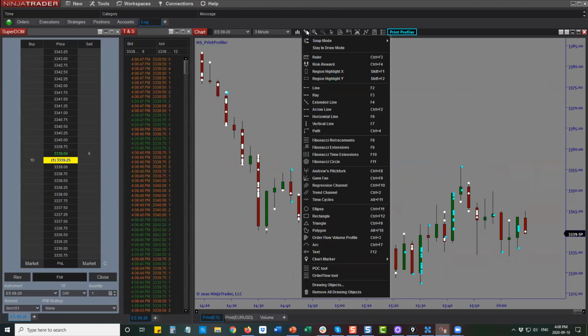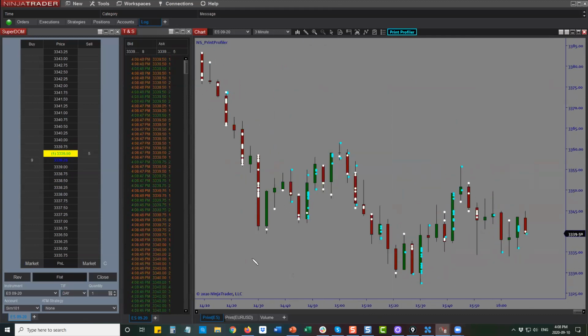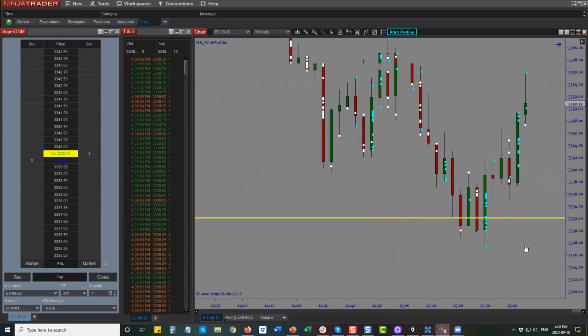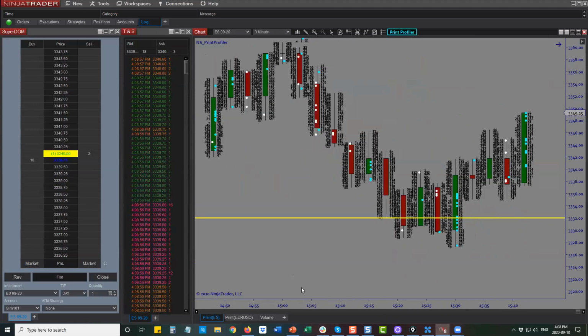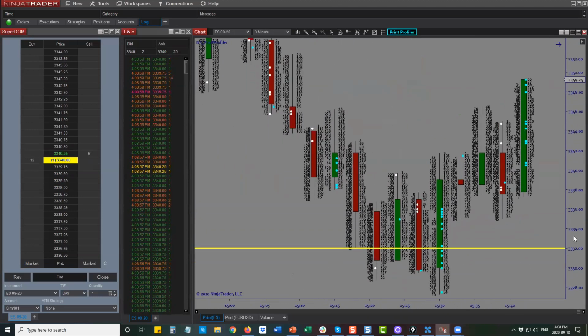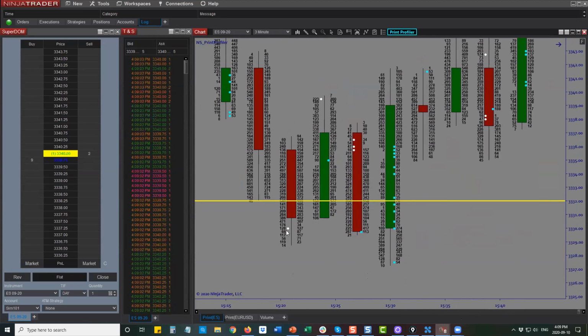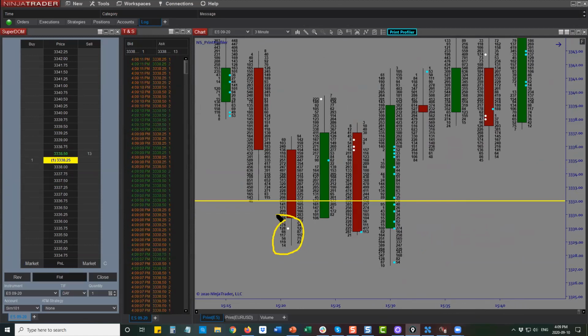So let's just draw a line of support down here. That's where the market stopped in here. Do you notice how there's just one random dot down here? That random white dot that's down there, that's limit orders getting hit. That's not aggressive sellers selling into support. That's limit orders getting hit.